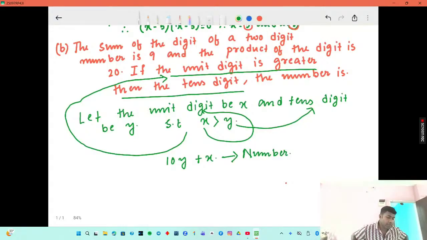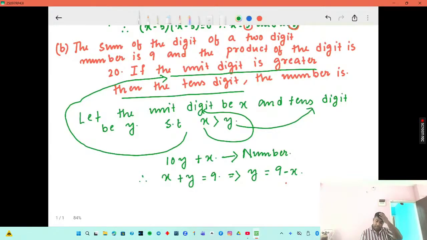Now I will move to the next part of this question. The condition is given as the sum of the digits of a two-digit number is 9. Therefore, we can write x plus y is equal to 9. From here we will find the value of y. Then the value of y will be 9 minus x.